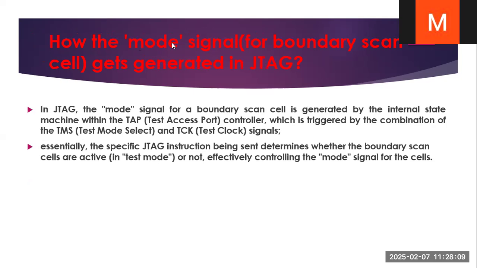Next question is, how does the mode signal for a boundary scan cell get generated in JTAG? In JTAG, the mode signal for a boundary scan cell is generated by the internal state machine within the TAP controller, which is triggered by the combination of the TMS (test mode select) and TCK signals.